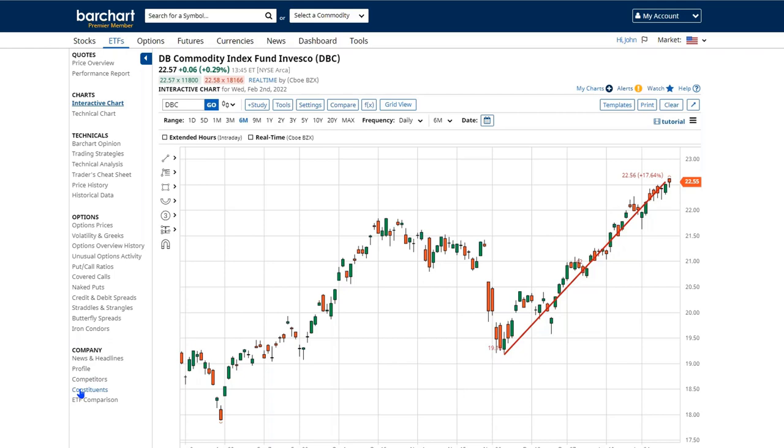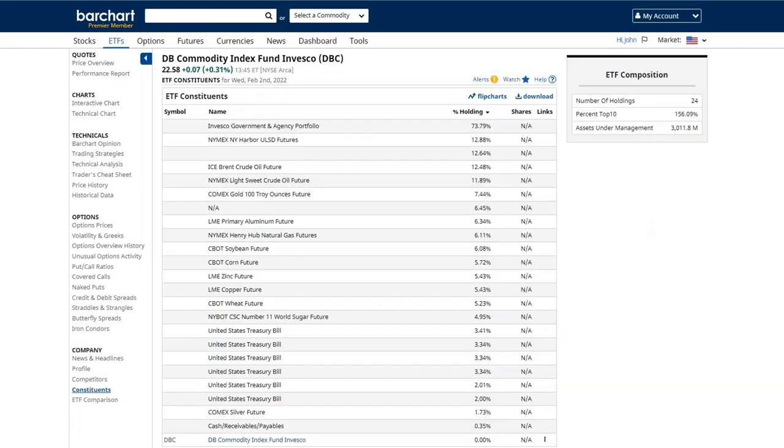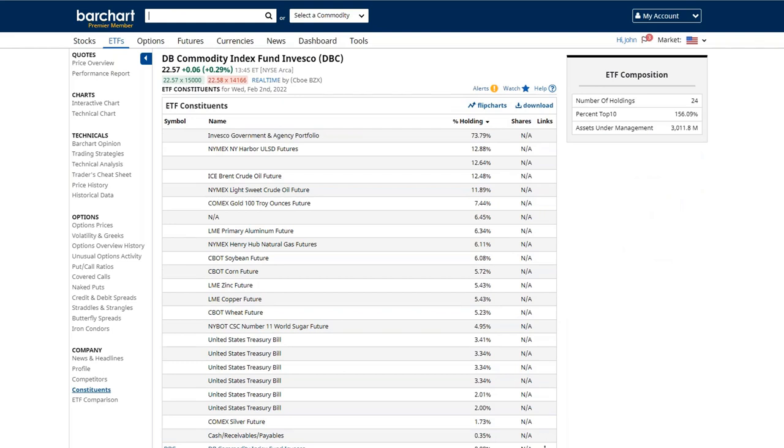Now, down here it says constituents. It's going to tell me the makeup of this particular index fund. And you can see that this one is weighted heavily towards energies like we saw in the Goldman Sachs one. We have heating oil, Brent, and crude oil, but it also has gold, aluminum, natural gas, soybeans, corn, zinc, copper, wheat, and sugar as part of this. So you get a nice basket here. Now, I'm not endorsing this one over any other one. I just wanted to show you that it's important to do your due diligence when you look at these ETFs, to make sure that if you're going to buy one of these baskets, the commodities that you want to be part of are in that particular basket, right?